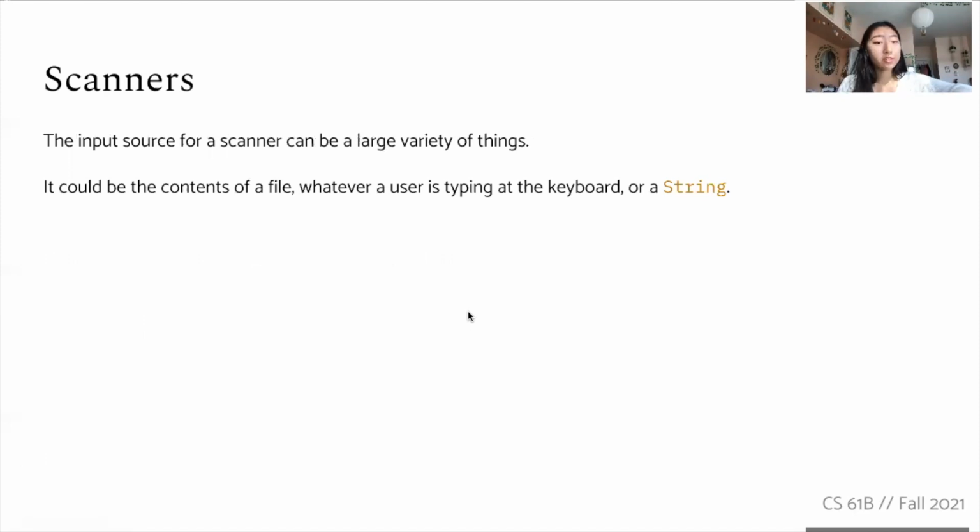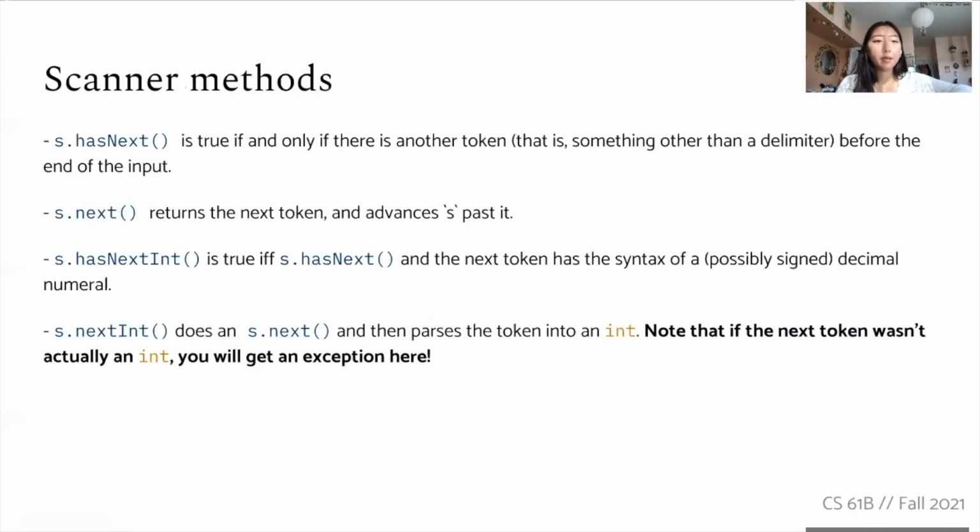The input source for a scanner could be a variety of things. It could be the contents of a file. It could be something a user is typing at the keyboard, or it could be a string. For the example today, you're going to be working with scanners where we put in a string as an input. Scanners have a few important methods. There are more described in the spec, but these are 4 that are super relevant for this assignment.